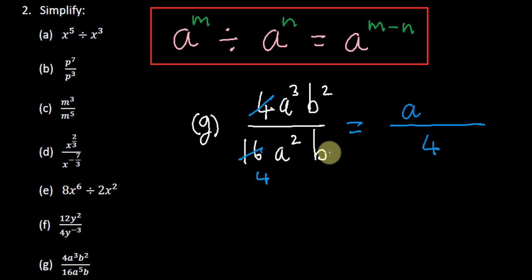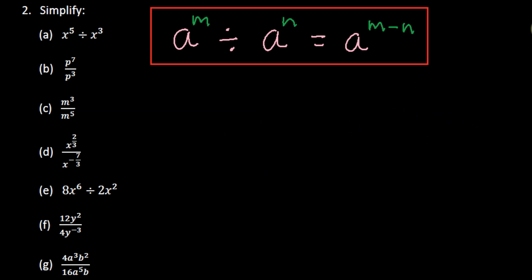Then we have b squared divided by b. Of course, there's a power here with a b that we don't write. So we subtract the powers of the b's. So b squared divided by b to the 1 will be b to the 2 minus 1. In other words, b to the 1, or just b.